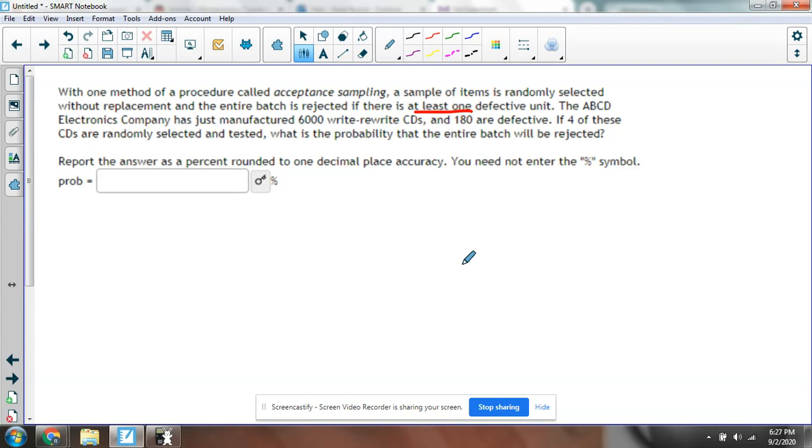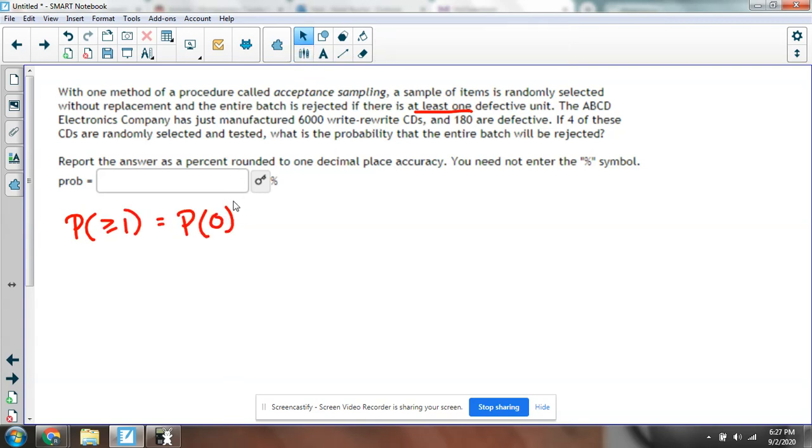Okay, so the ABCD Electronics Company just manufactured 6,000 rewritable CDs, 180 are defective. If 4 of these are selected at random, what's the chance that the entire batch is rejected? So instead of finding the probability of at least one, greater than or equal to 1, let's find the probability of none and we'll subtract that from 1. So we'll do 1 minus that. So let's find the probability of none.